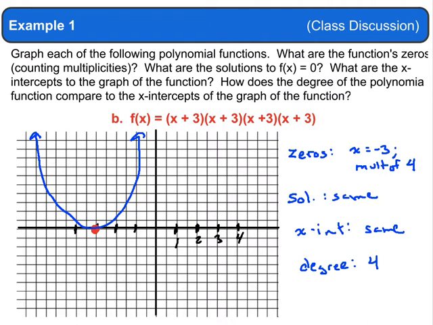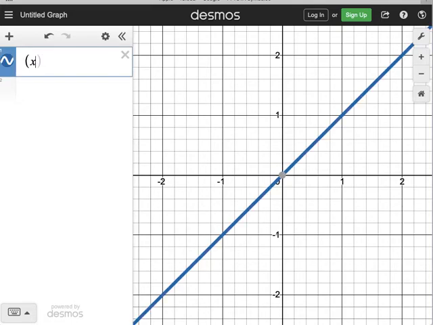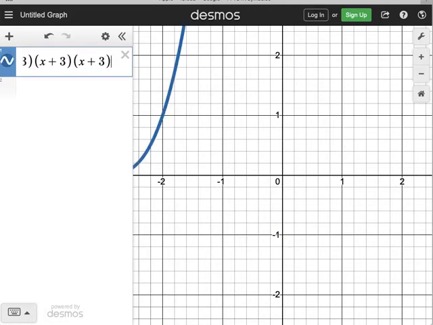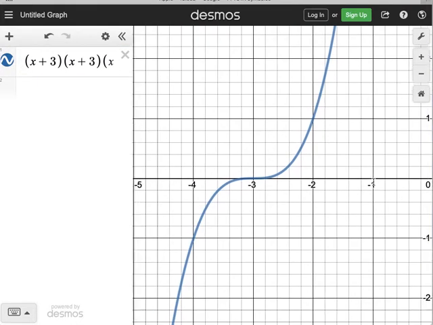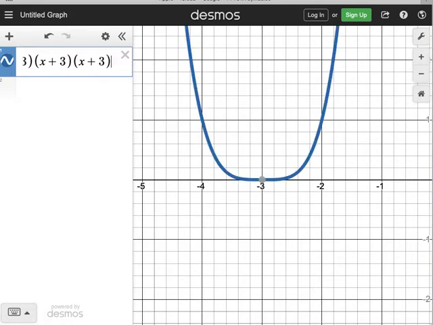Again, we'll model this. So if we typed in x plus 3, and we do it 4 times. So here's another x plus 3. Here's another x plus 3. We can see this is off to the side, so we can slide this over. And if we put in another one, x plus 3, there's the shape that we're looking for in part B.